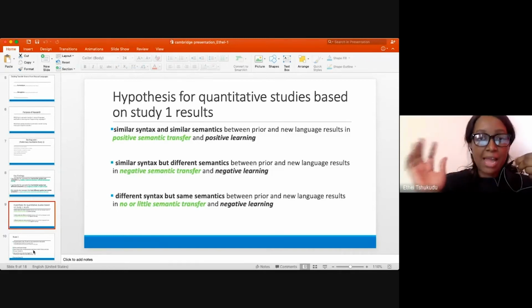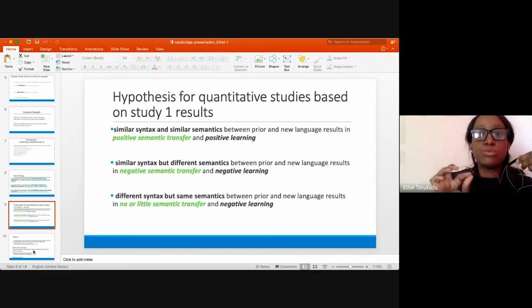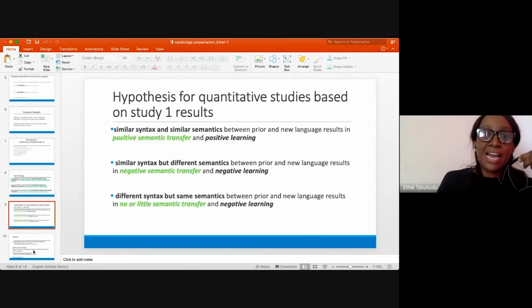I had a hypothesis that if there is similarity in syntax and semantics, the students will effect positive semantic transfer. If there is similarity in syntax but differences in semantics, negative transfer will happen. And if there is difference in syntax but similarity in semantics, there might be transfer, but there might not be transfer at all.